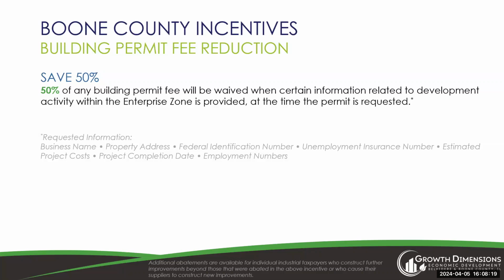Dimensions. The application must include the business name, property address, federal ID number, unemployment ID number, if applicable, estimated project costs, the estimated project completion date, and employment numbers. Growth Dimensions will notify the appropriate municipality's building department that an application was received and the business is now eligible for the building permit discount.